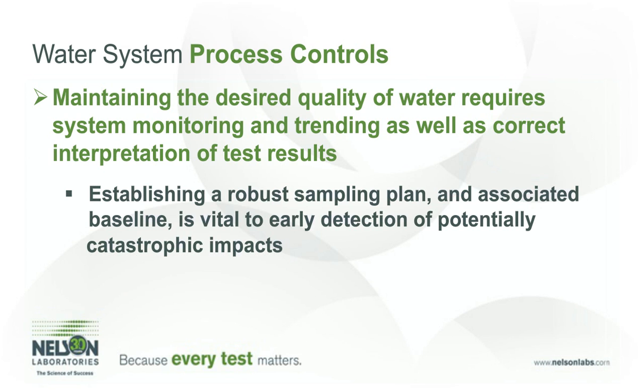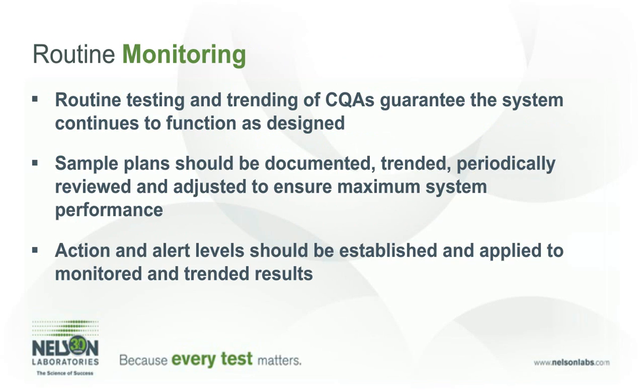Establishing a robust sampling plan and associated baseline is vital to detection of potentially catastrophic impacts, which will lead to or result in downtime and costly replacement and requalification costs. With regard to routine monitoring, this is where we're talking about testing and training of those critical quality attributes that ensure the system will function as designed. Sample plans, as always, should be documented, trended, and periodically reviewed, as well as adjusted to ensure the system performs at its optimal level. Action and alert levels should be established and applied to monitored and trended results to ensure early detection of trending or out of spec conditions.